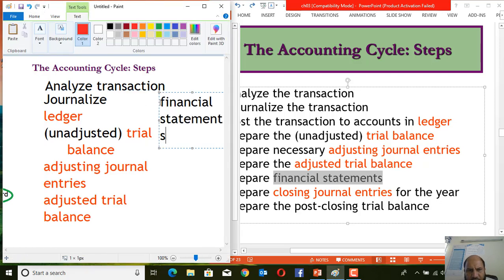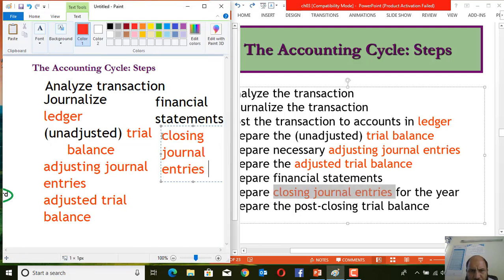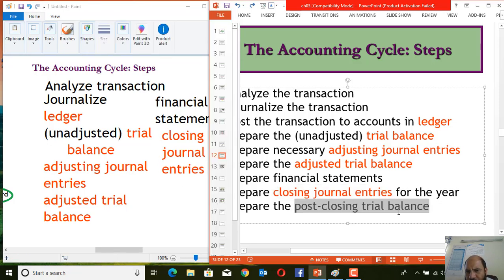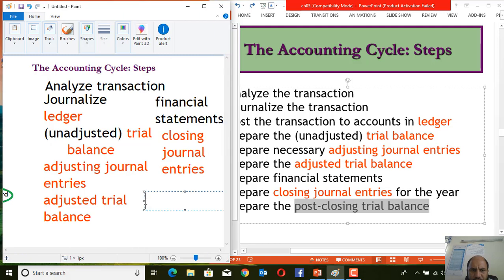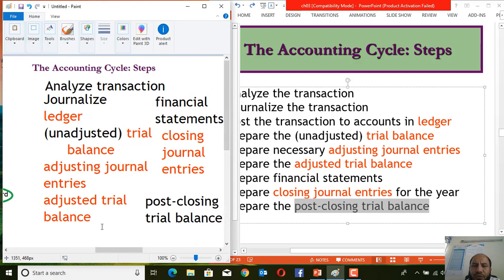and finally we will prepare the closing of the years. We will close the journal entries for the year, and then we will have the post closing trial balance. So these are the steps in the accounting cycle that we may use while recording transactions or while preparing the financial statement.